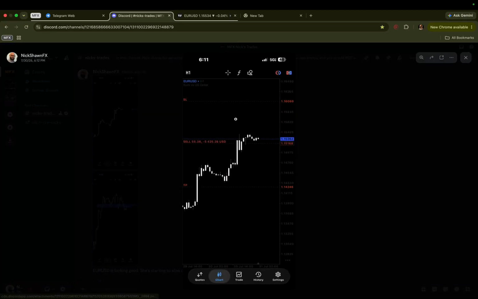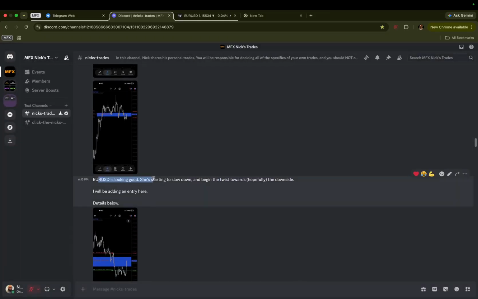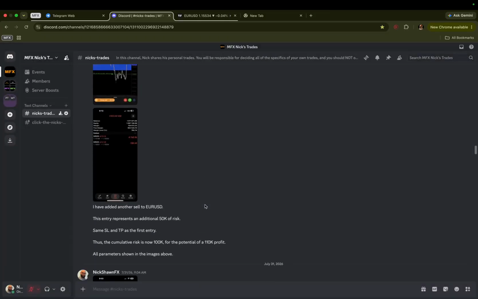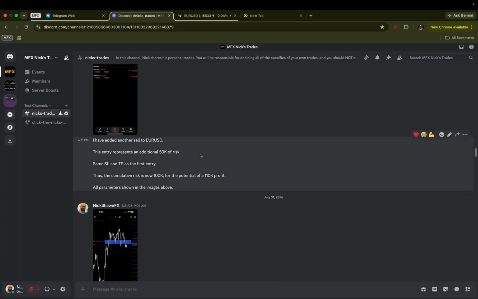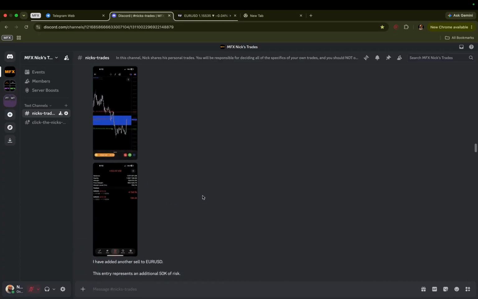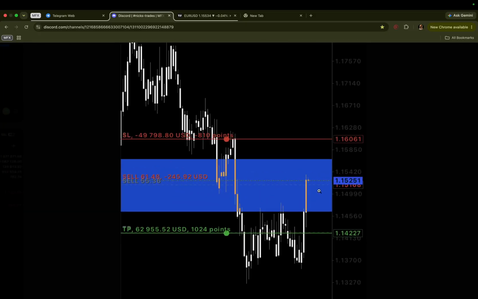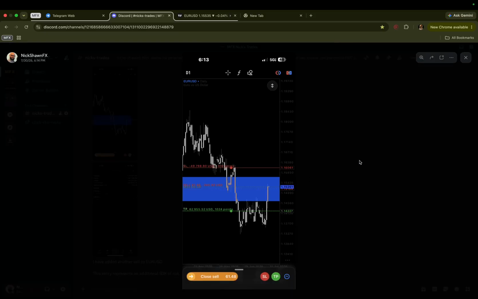That was GBP CAD. This was Euro USD. Started to go into profit, and then it went up into drawdown a little bit. Euro USD is looking good. This was at 6:13 p.m. That same day. And then I added another sell to Euro USD because she had gotten up there into the zone. So I added another position up here, risking $50,000 on this. So I was just basically able to get a little bit better of an entry. And now I was at my normal $100,000 risk.